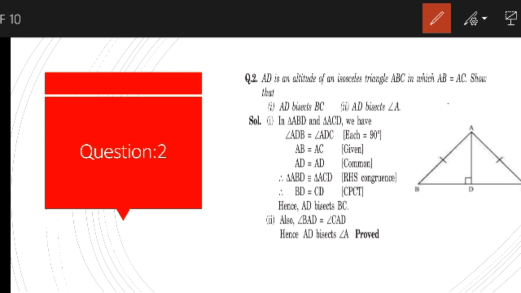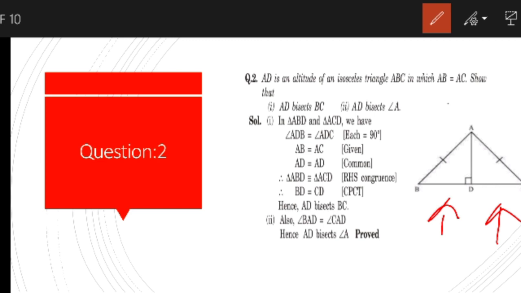Here the next question says AD is an altitude of an isosceles triangle ABC in which AB is equal to AC. Show that AD bisects BC and AD also bisects angle A. So first we need to show congruency of triangle ABD and triangle ADC. Here the first thing is angle D is 90, so we will write that first.